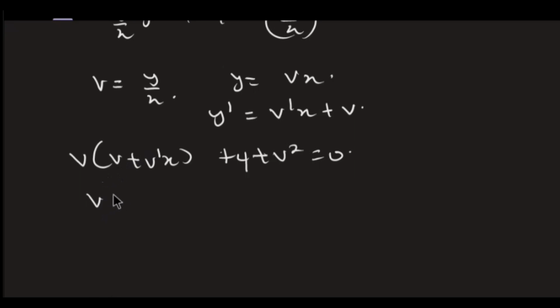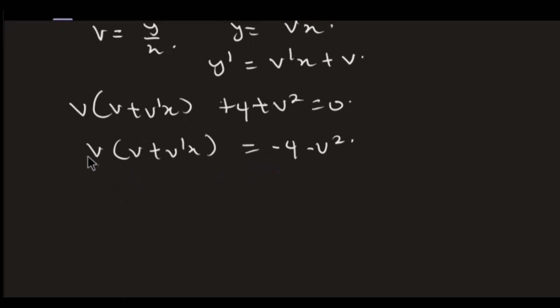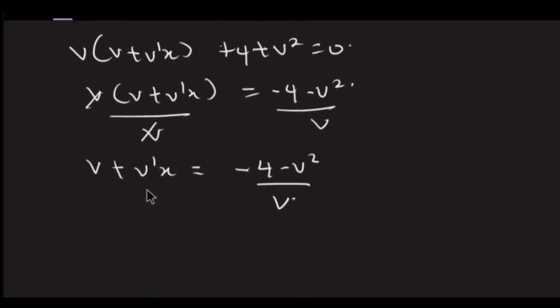At this point, I can have v times v plus v prime x to be equal to negative 4 minus v squared. Once I get this, you know that we need to separate variables because I have v and x. So at this point, I'm going to divide through by v, so that v plus v prime x is equal to negative 4 minus v squared over v. This is my v prime. I have v here. So what do I do next? Now let's see if we can separate the variables.